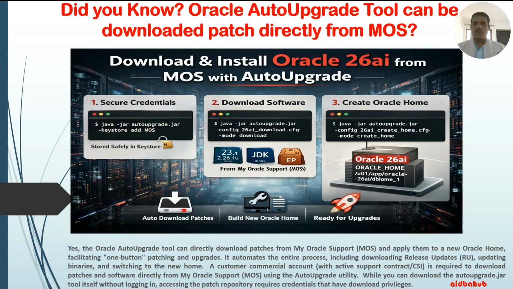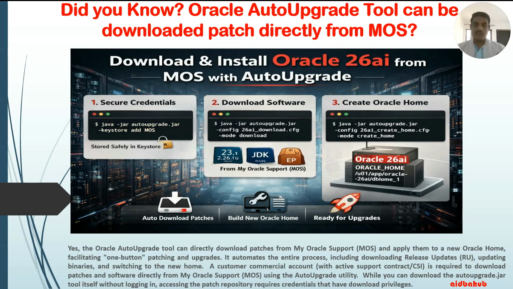Did you know the Oracle Upgrade tool can download patches directly from MOS? Yes, the Oracle Auto Upgrade tool can directly download patches from My Oracle Support (MOS) and apply them to a new Oracle home, facilitating one-button patching and upgrade. It automates the entire process, including downloading the Release Update (RU), updating binaries, and switching to the new home.